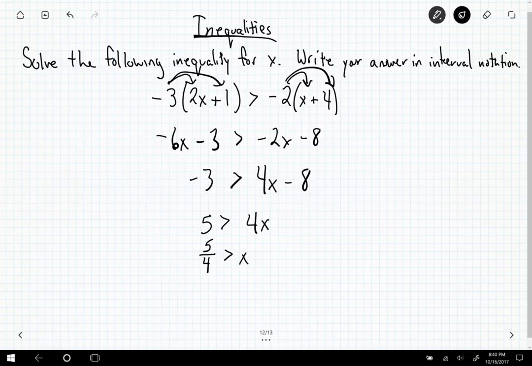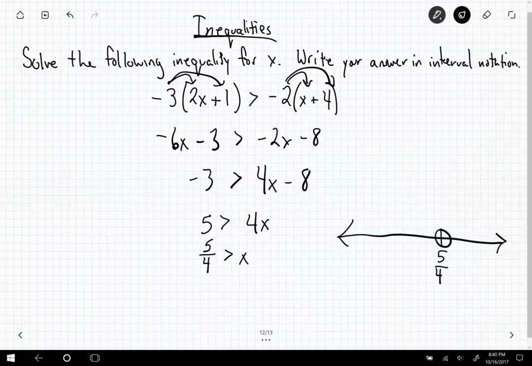So if you draw your solution on a number line, what's happening here? So if we have 5/4, first off, do we want to include it? Well, no. The reason why, we don't have a greater than or equal to, so we don't include it. And now, which direction do we want to go? Do we want to go to the left or do we want to go to the right from here?